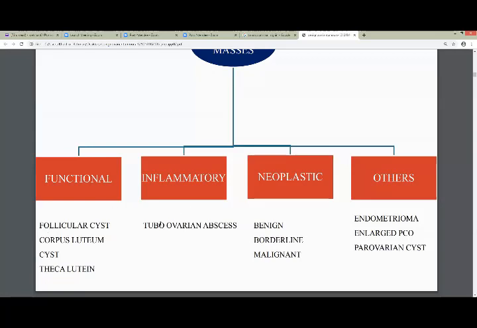Among the inflammatory variants, there can be a tubo-ovarian abscess, which results from PID, pelvic inflammatory disease. The neoplastic variants can be benign, borderline, or malignant. Like these cysts can be benign, borderline, or malignant. The other variants are endometriomas, enlarged polycystic ovaries, and para-ovarian cysts.